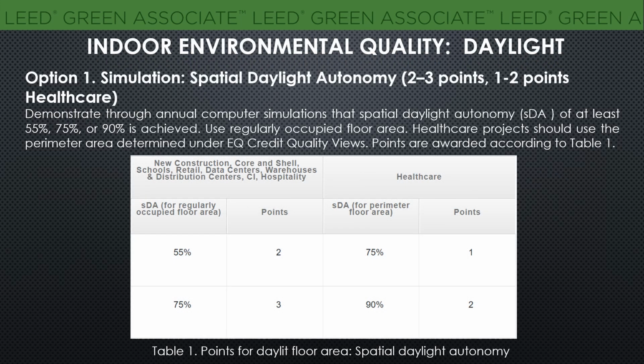So option 1 is simulation, spatial daylight autonomy. Except healthcare, it gets 2 to 3 points, and for healthcare it can get up to 1 to 2 points. For achieving this option, demonstrate through annual computer simulation that spatial daylight autonomy of at least 55%, 75%, or 90% is achieved. Use regularly occupied floor area. And for healthcare projects, it should use the perimeter area determined under environmental quality credit views. Points are awarded according to the table.